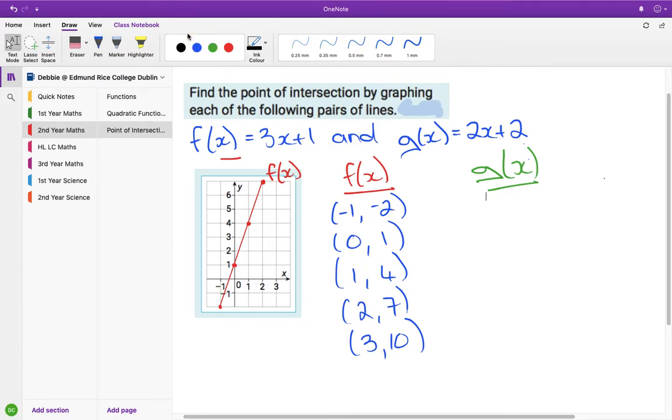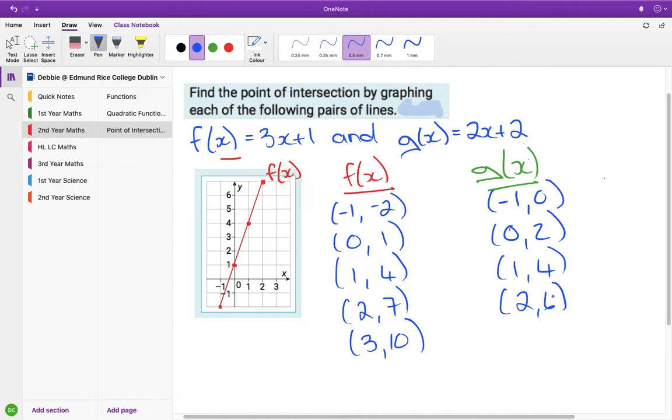So same thing, I'm back on my calculator, mode 3. I'm typing in 2 alpha x plus 2. Same start, minus 1. Same end, 3. Still in steps of 1. And I have an input-output table of minus 1, 0, 0, 2, 1, 4, 2, 6, and again I won't be able to plot this, but 3, 8.